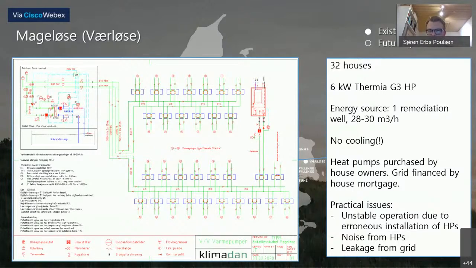Practical issues encountered in the construction. There was unstable operation in the first period due to erroneous installation of heat pumps. There was also noise from these heat pumps, and apparently there was also leakage from the grid. So once again, there are all these practical issues that we also need to know something about when we construct these grids.